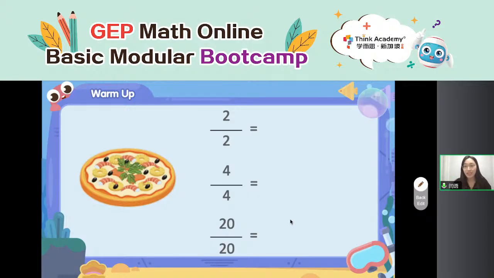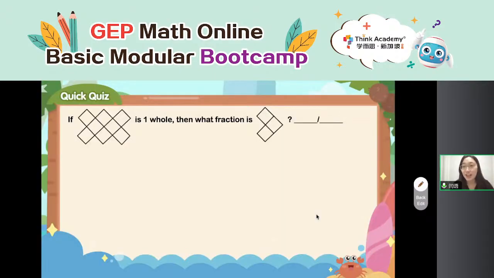So actually you see that when the fraction has the same numerator and denominator, then what is the exact value? Yes, I see. Good. Everyone share that. Okay, that is equal to 1. Good job. So following this, let's have a quick quiz.